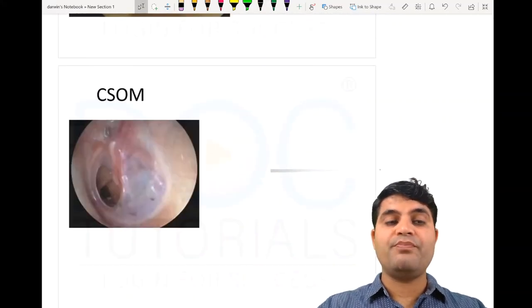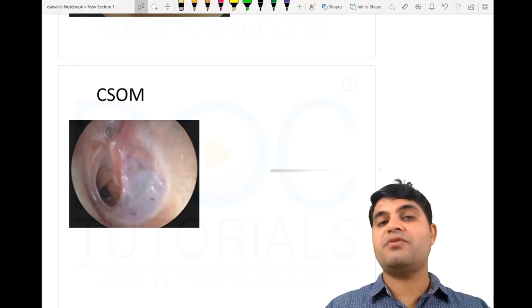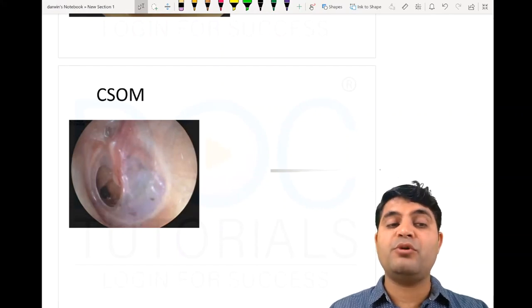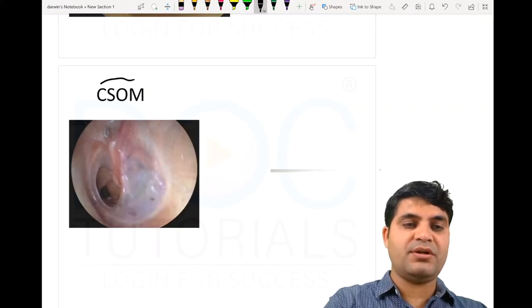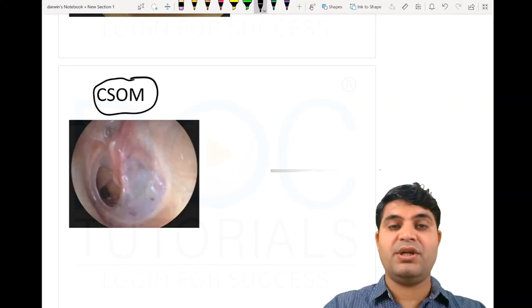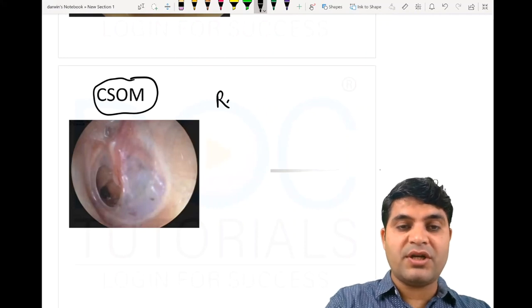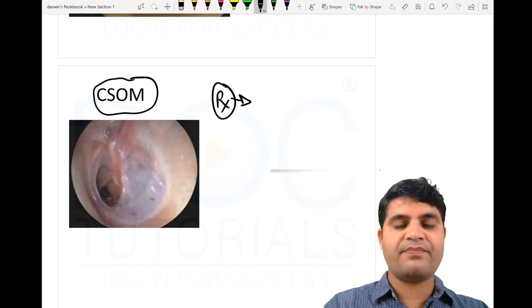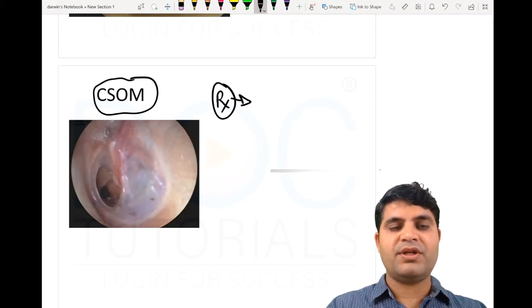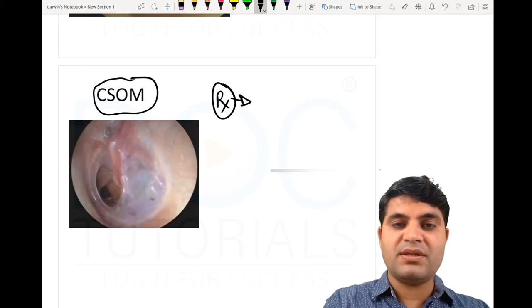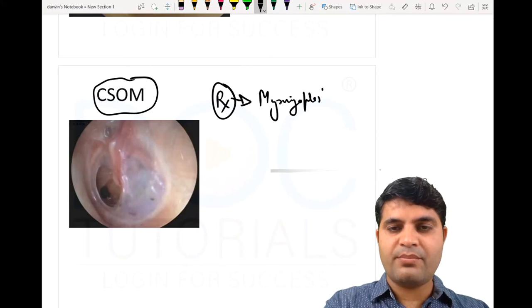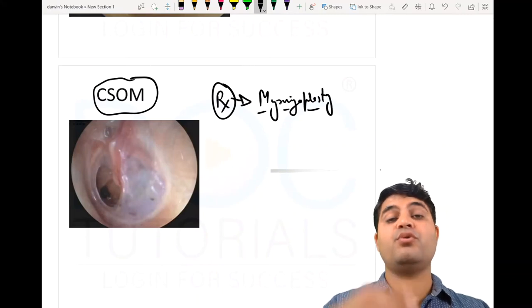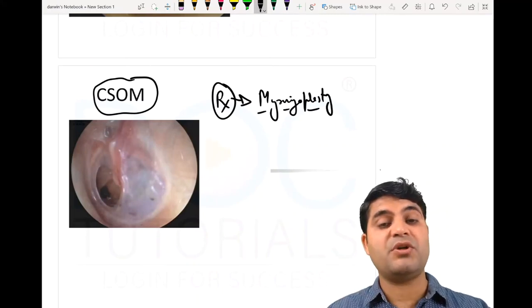Then coming on to this particular picture, what is your interpretation? You are able to see a small perforation. So this is nothing but chronic suppurative otitis media. Can you tell me what is the treatment of this particular condition? So the treatment here is laryngoplasty. Important thing, laryngoplasty is the treatment of choice.